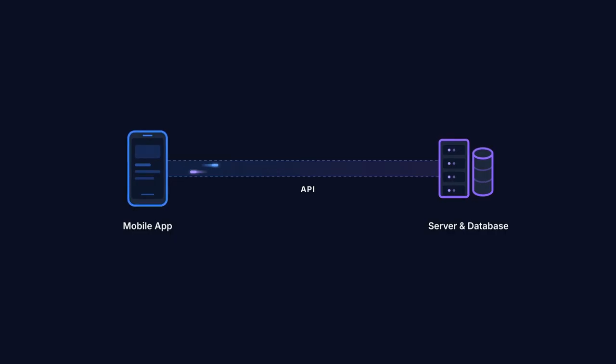In simple terms, an API is a messenger that allows two different software systems to talk to each other. Instead of accessing a database directly, an application sends a request to an API, and the API returns the information it needs. Think of an API like a waiter in a restaurant.